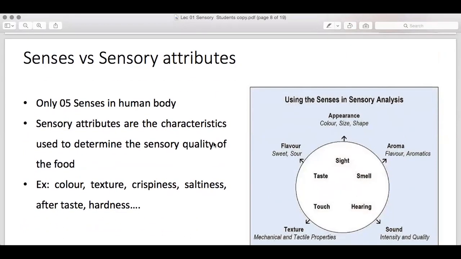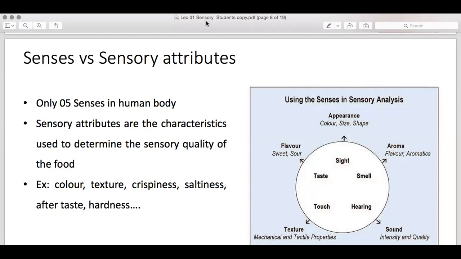Right. So, senses versus sensory attributes. Senses means we have only 5 senses, as you have told, and there are so many sensory attributes. We use those sensory attributes to determine the quality of food. It means we are using those sensory attributes to measure food quality, and our senses can identify the changes in those sensory attributes.